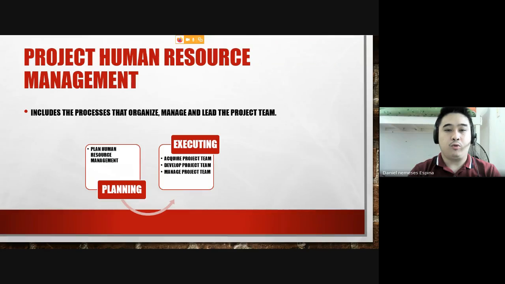In execution, you have acquiring the project team. Of course, it's through the human resource management. Then develop the project team. So if there's a need to train them to acquire a specific skill or specific competency. And then lastly is to manage the project team. Part of managing the project team is managing conflicts between the team members.